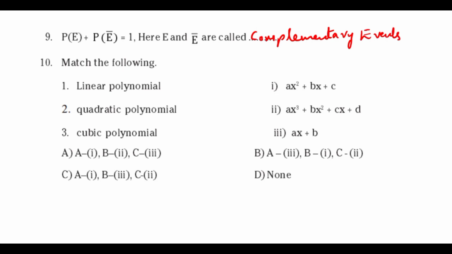Okay, so match the following. Linear polynomial, what is linear polynomial in this? Linear means the degree is 1. Quadratic polynomial means degree is 2. Cubic polynomial means degree is 3. Take this one as ABC as per the options. So A3, B2, yeah, this one is the right answer. Check A3, B1, C2. Okay, next question number 11.